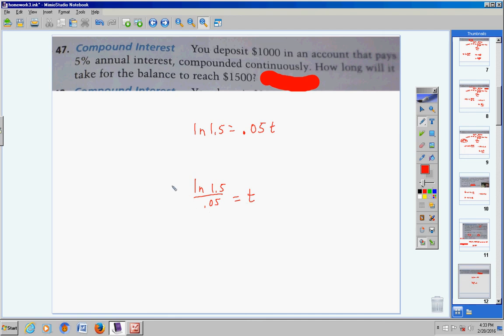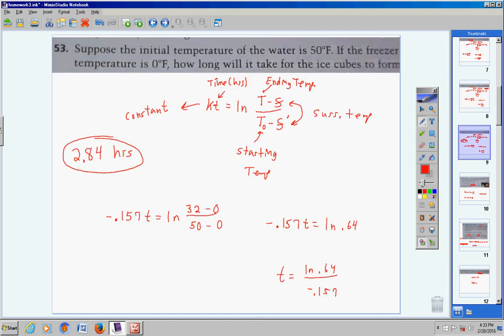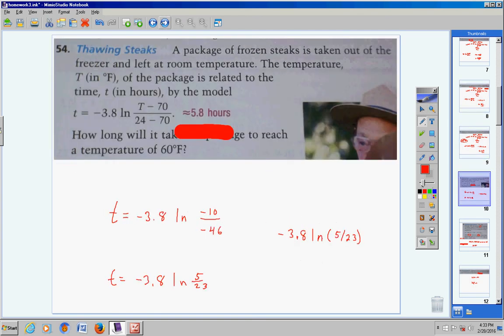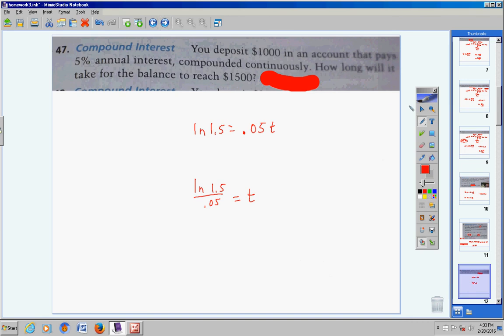Natural logarithm of 1.5, enter, divided by 0.05, enter, and you will get this, 8.11 years. So that's how many years it's going to take you to go from 1,000 to 1,500. Okay, moving on, number 49.